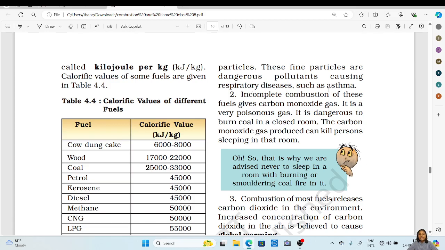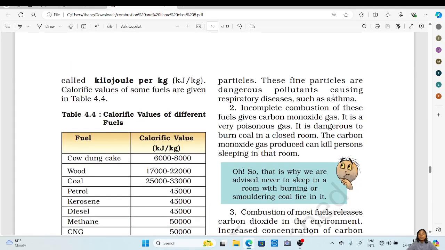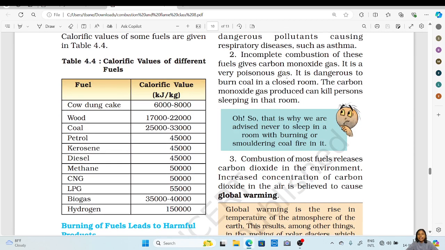So when we burn carbon-based material, that is wood, coal and petroleum, these produce very tiny particles which are very harmful for our respiratory system. When we inhale these particles, they pass through our respiratory system and can cause respiratory problems like asthma. Next, incomplete combustion of these fuels gives carbon monoxide gas. It is a very poisonous gas. It is dangerous to burn coal in a closed room. The carbon monoxide gas produced can kill persons sleeping in that room.